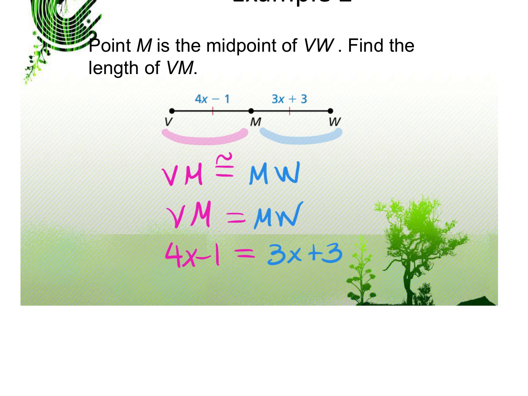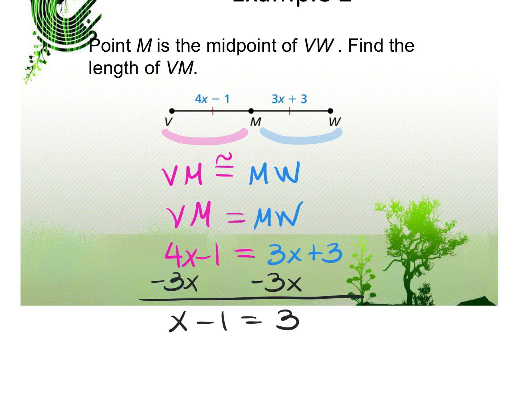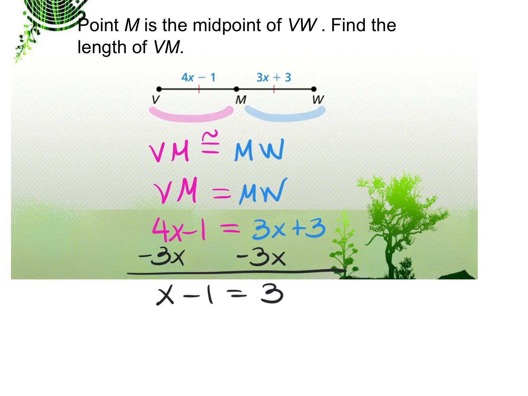So I'm going to start my solving process. I need to get my variables on one side of the equal sign, so I'm going to subtract 3x from both sides. I'm left with 1x, or just x, and then the minus 1 equals 3. Next, I need to move my constant, so I'm going to add 1 to both sides, and I get x equals 4.